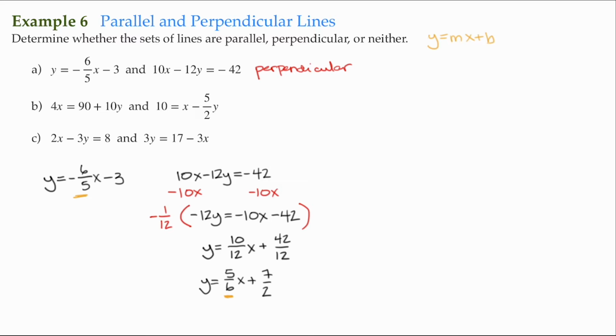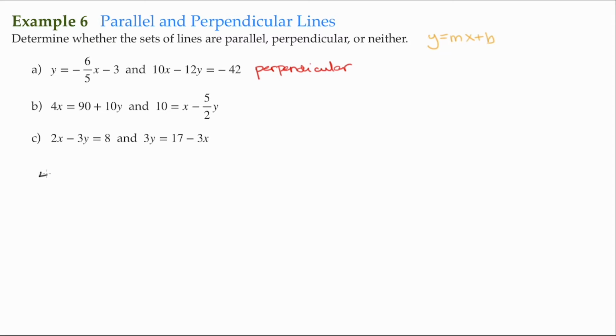So let's try letter B. So we have x is equal to 90 plus 10y. That's this linear equation right here. And the other one we have as 10 is equal to x minus 5/2 y. Of course, that's this linear equation right here. So to write this in slope-intercept form, I could subtract 90 from either side. This eventually becomes 10y. That's going to be equal to 4x minus 90.